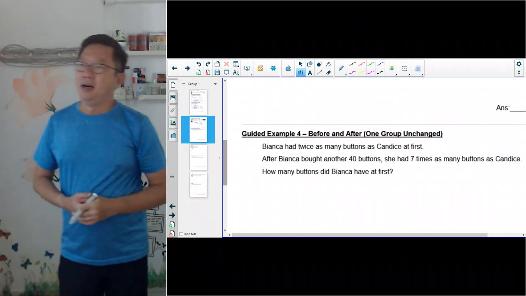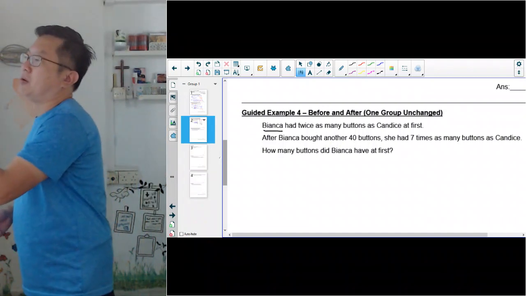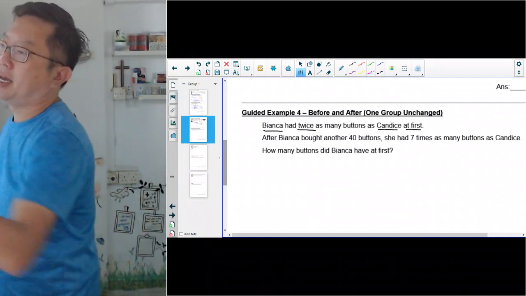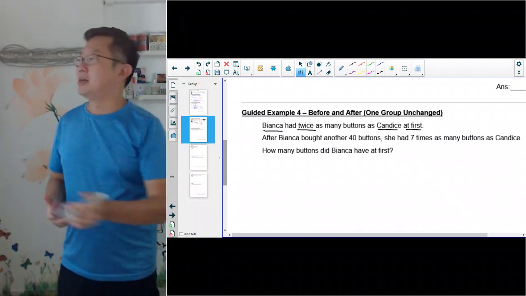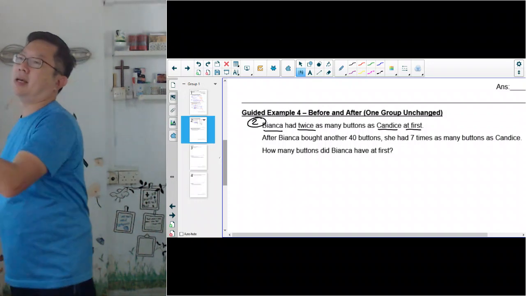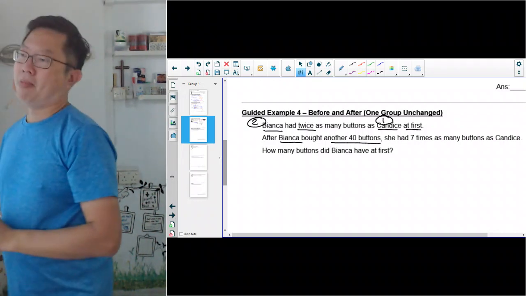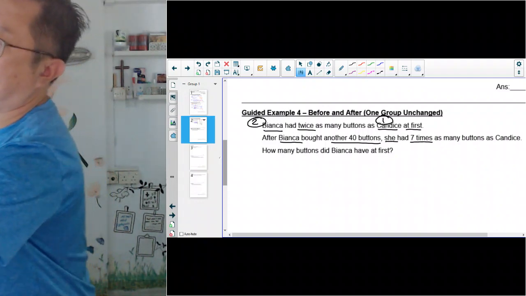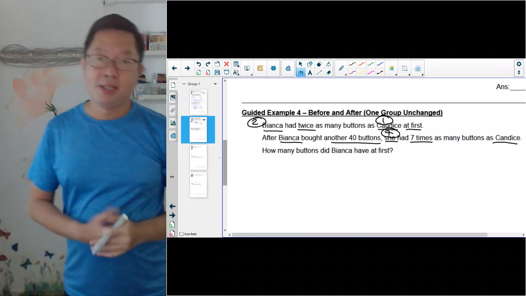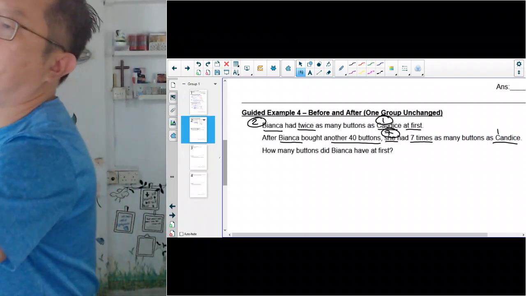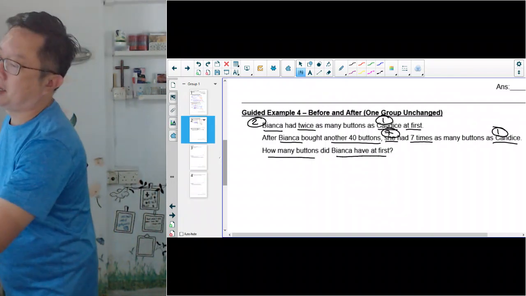Now, again, 1 group unchanged, but how do we know that? Let's read. Blanca had twice as many buttons as Candice at first. At first, it means the before, right, at the beginning. So Blanca has 2 boxes and Candice has 1 box. After Blanca bought another 40 buttons, she had 7 times as many as Candice. So Blanca has now 7 boxes in the end, and Candice has only 1 box in the end. So how many buttons did Blanca have at first?